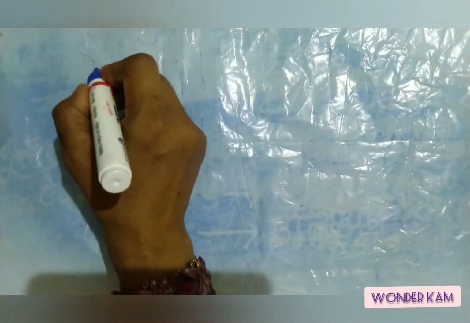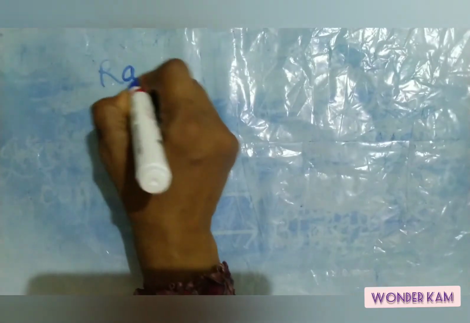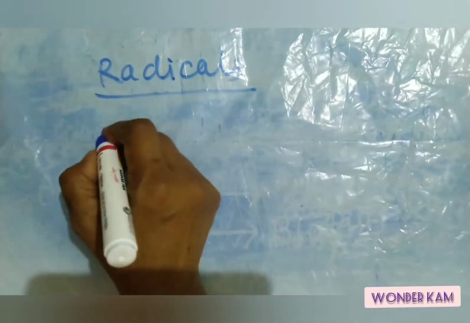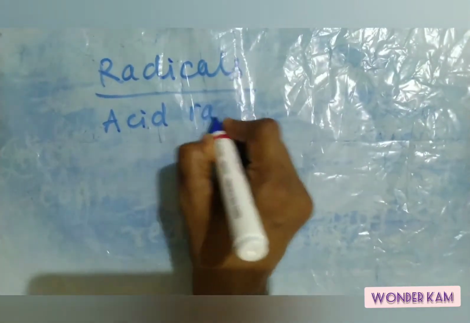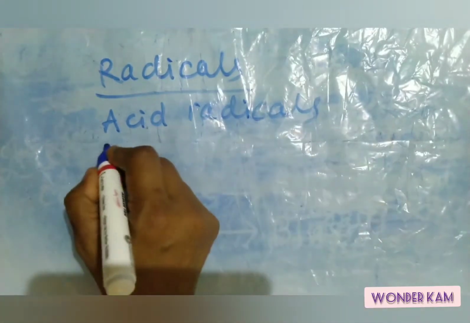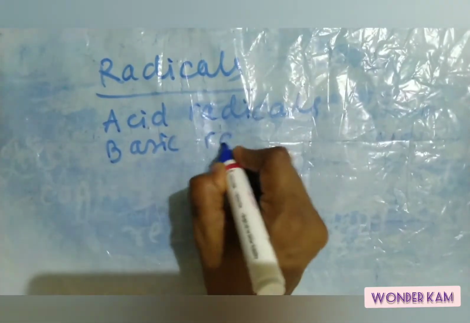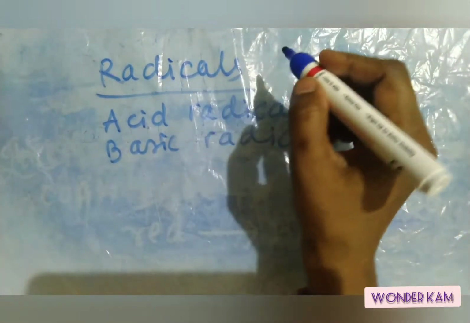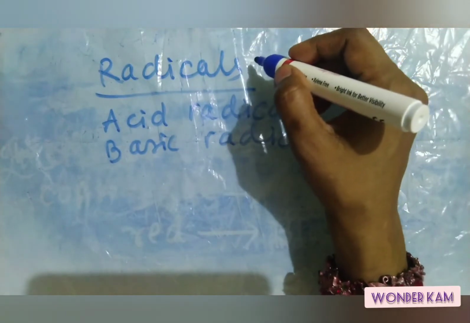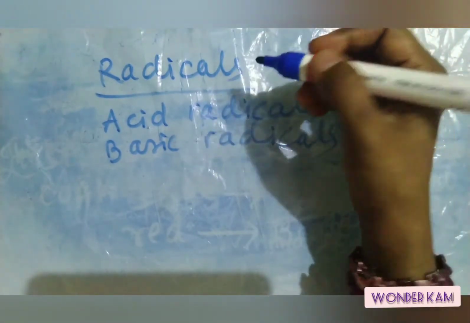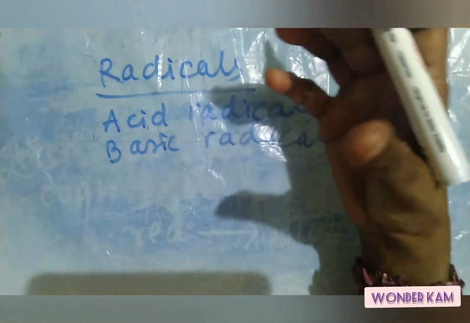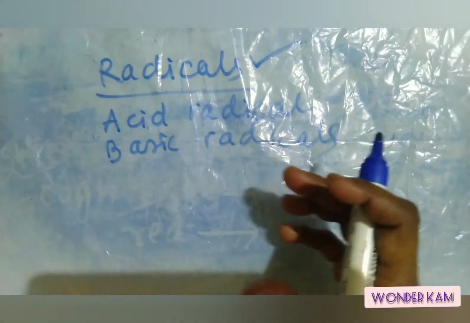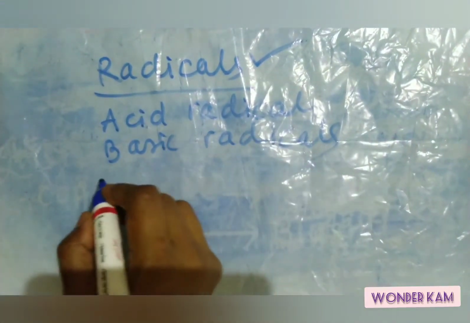These salts contain radicals. Two radicals: one is the acid radical and the other is the basic radical. Now you know that radicals are relatively very reactive species. They are very reactive species. Here the radicals have charges. So acid radicals and basic radicals in a salt.